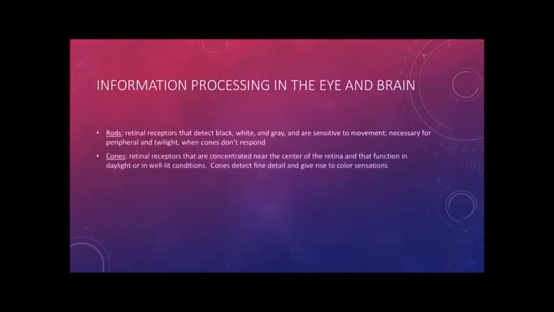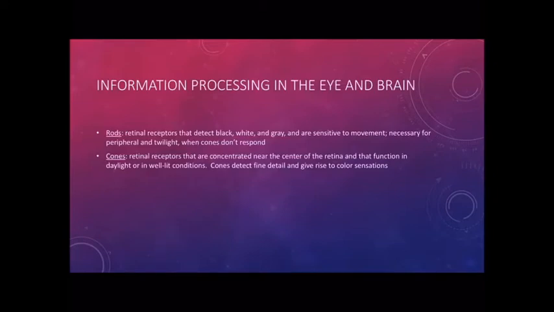You absolutely want to know the difference between rods and cones, and I need to see this written down on your worksheet. Next to rods, write down black and white and peripheral vision. I don't know how to pronounce that super well. Is it peripheral? I think it's peripheral. So next to rods, black and white and peripheral vision. Next to cones, write down color and fine detail. So cones, color. The C's go together. Whereas rods are black and white and peripheral vision.